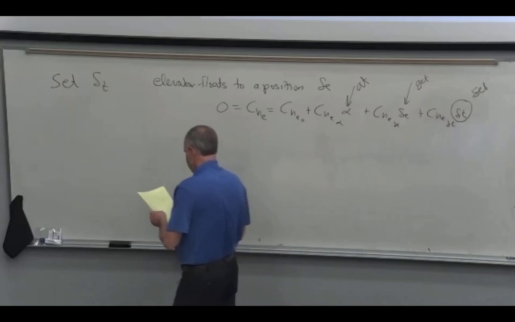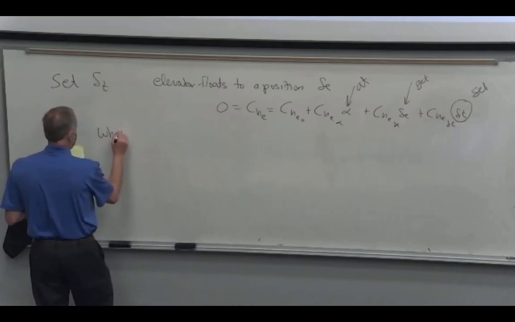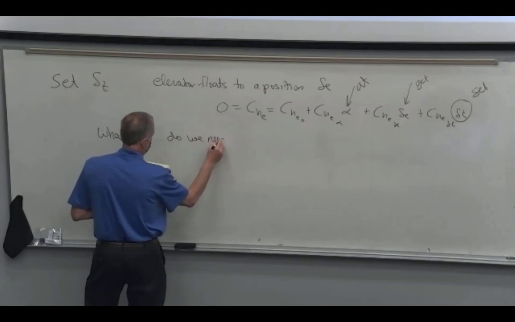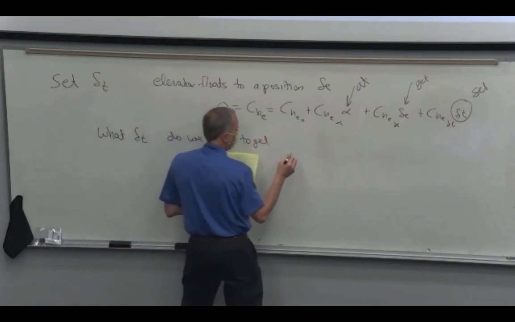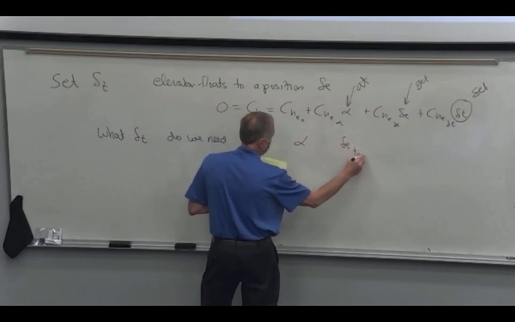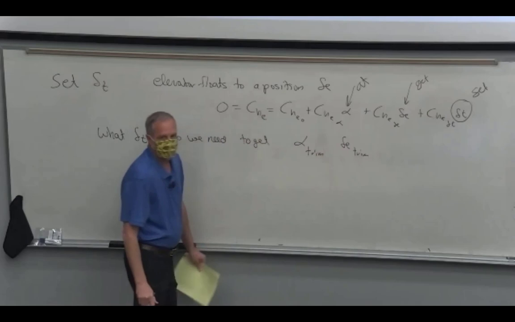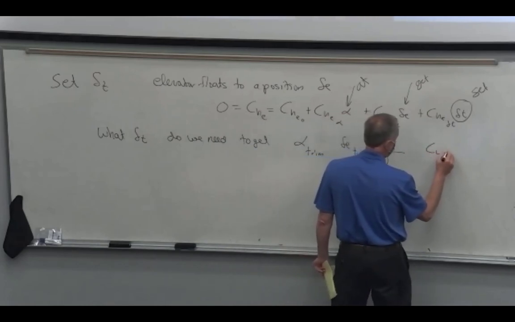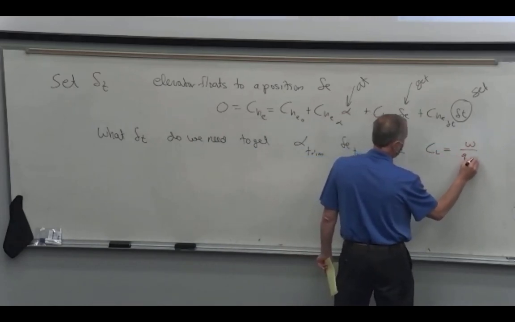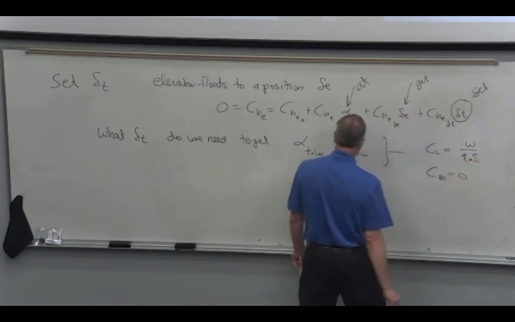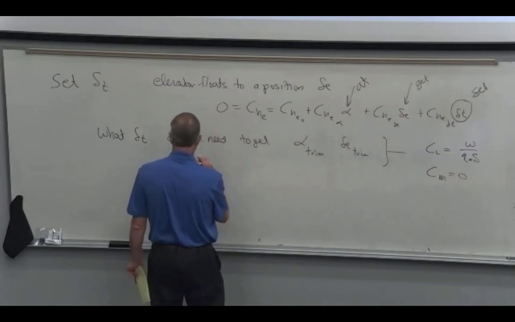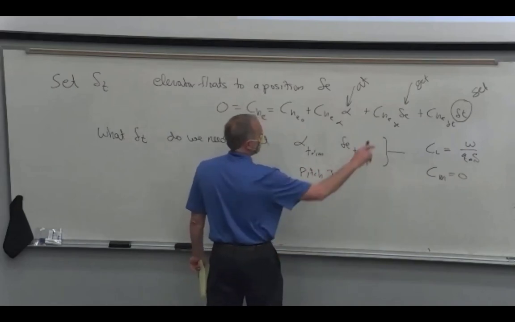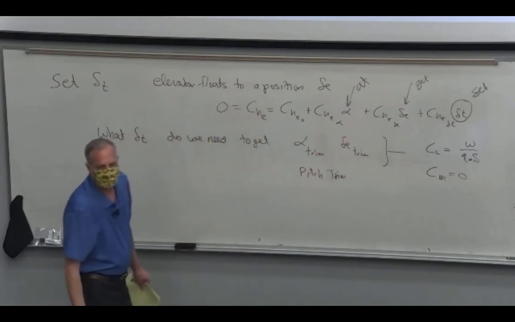So now we want to say, what trim tab do we need to get the trim elevator? So we've trimmed the aircraft, pitching moment. And so these two come from CL equals the weight divided by Q infinity S and CM equals zero. And so we want to pitch trim the aircraft. Can we set the trim tab to get that value is what we're saying.